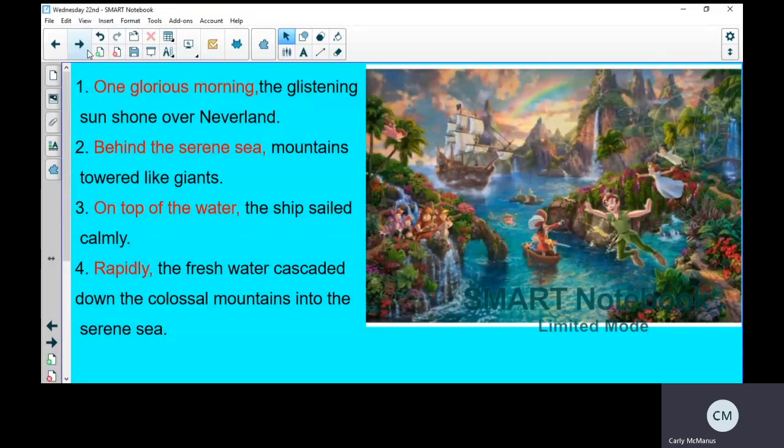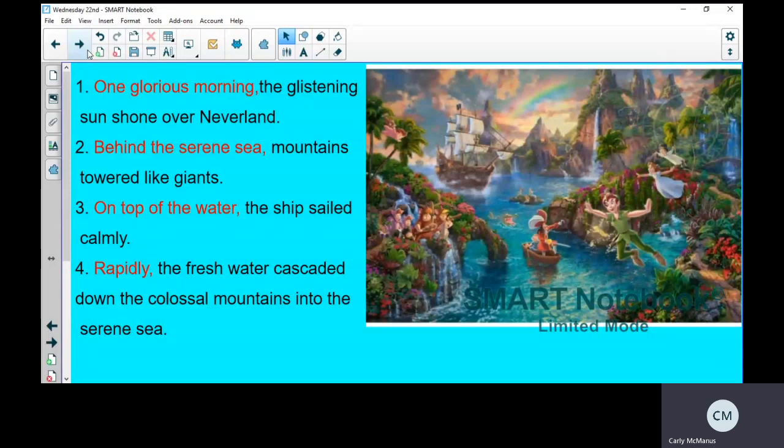And my fourth one, I've said rapidly, the fresh water cascaded down the colossal mountains into the serene sea. So rapidly is my fronted adverbial. Is it telling me where, when, or how? This one is telling me how something is being done. So rapidly, it's an adverb. And then I've also incorporated other descriptive language in here. Fresh water, fresh being an adjective. Cascaded down the colossal mountain, colossal being an adjective, into the serene sea, which is alliteration, SS.